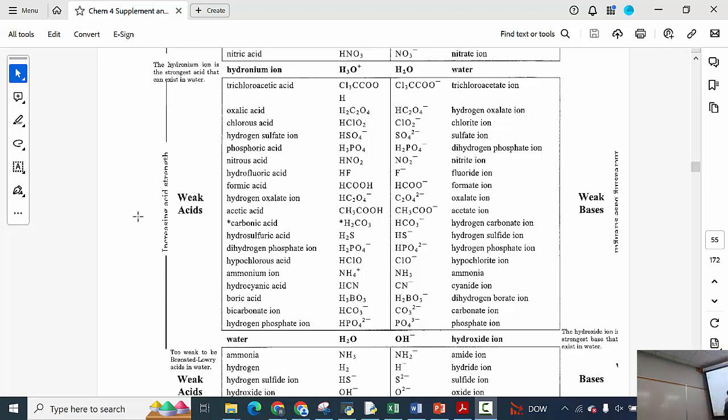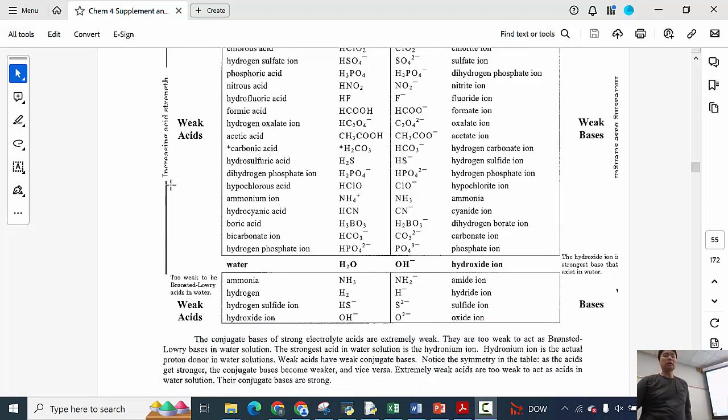Hydrosulfuric acid or hydrogen sulfide, dihydrogen phosphate, hydrochlorous, ammonium, hydrocyanic acid, boric acid, bicarbonate or hydrogen carbonate. And this is hydrogen phosphate or monohydrogen phosphate, so that there's no confusion. And then we have a borderline, water, and then we get these acids down here. These acids are so weak. They're weaker than water. And water is really not considered an acid. Water is considered kind of neutral, but it can act as an acid.